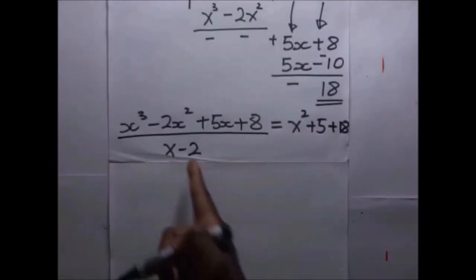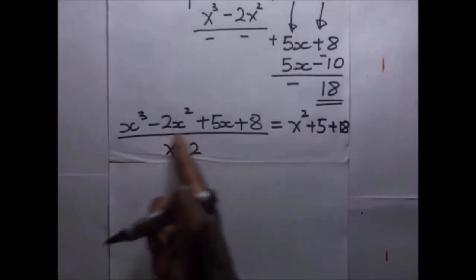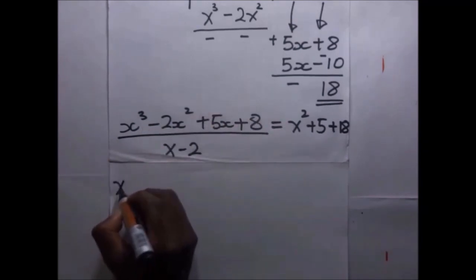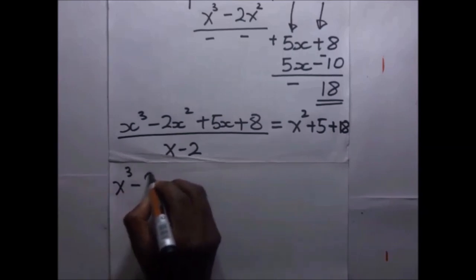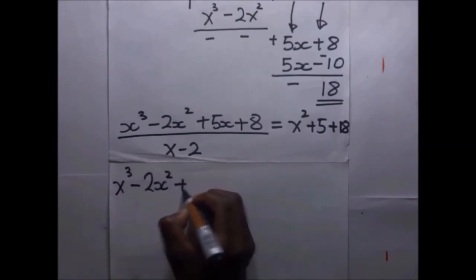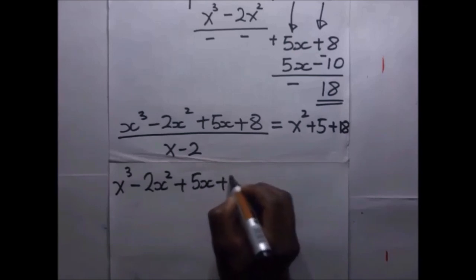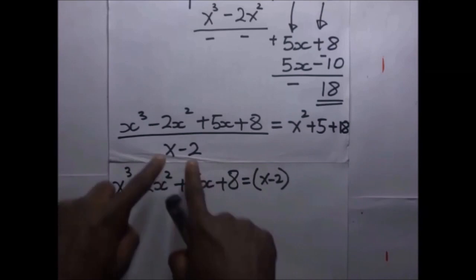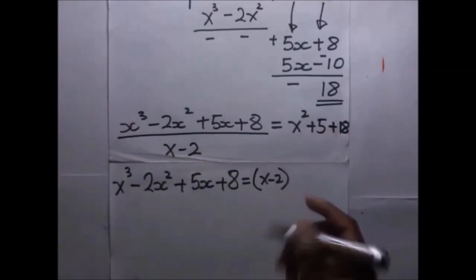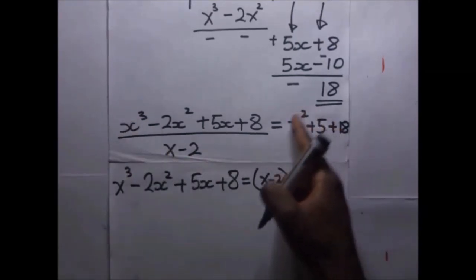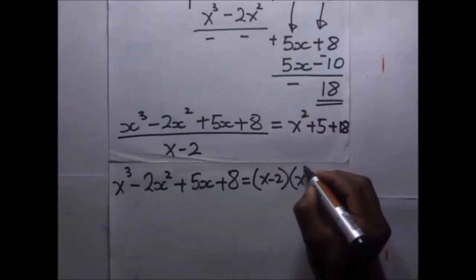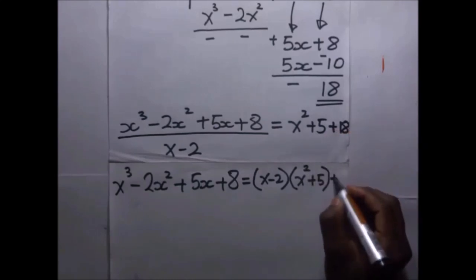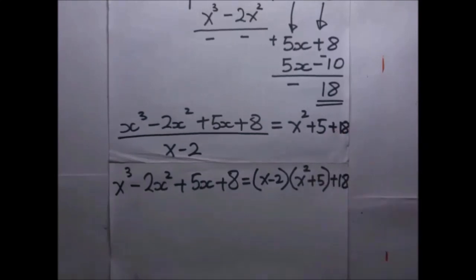So it means that if we made this a flat equation, we multiply x minus 2 on both sides, this remains this way, so it becomes x cubed minus 2x squared plus 5x plus 8 is going to be equal to x minus 2. We have multiplied x minus 2 on both sides. Multiply that by the quotient, which is x squared plus 5 plus the remainder. That's going to be plus 18, which is the remainder.